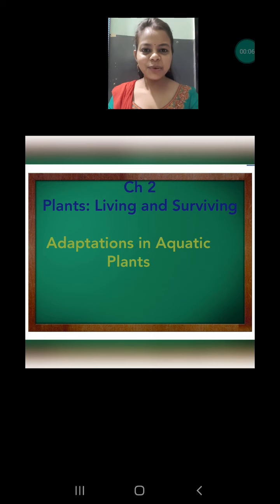Today we are going to discuss adaptations in aquatic plants. What does it mean? Aquatic means water, as you all know. Aquatic plants are those plants that grow in water. It is interesting that plants cannot grow only on land but also in water. So these plants that grow in the water or near the water are known as aquatic plants.